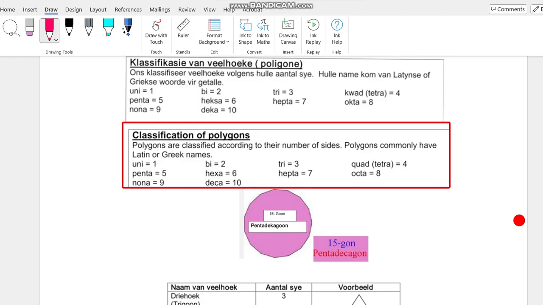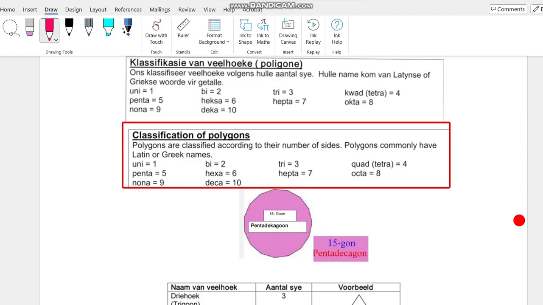So for 1, if something has only one corner, it's a unigon, a pentagon, a nonagon. So you just literally put the word gewoon for Afrikaans and gon for English. Then you'll have what you call them. So let's say, for example, a heptagon. That's the Latin number name for number 7. So that means that shape will have 7 corners.